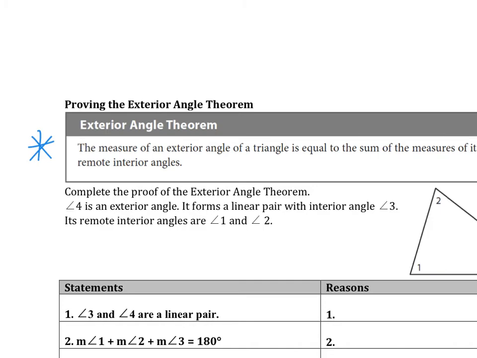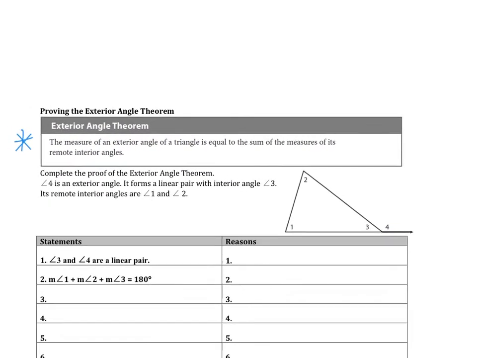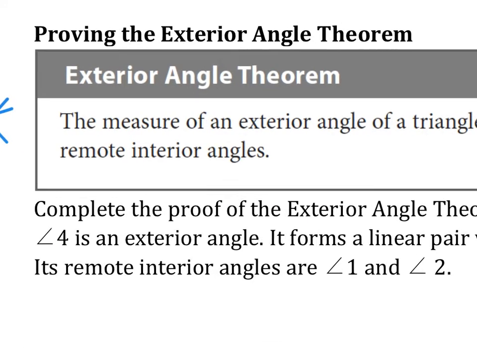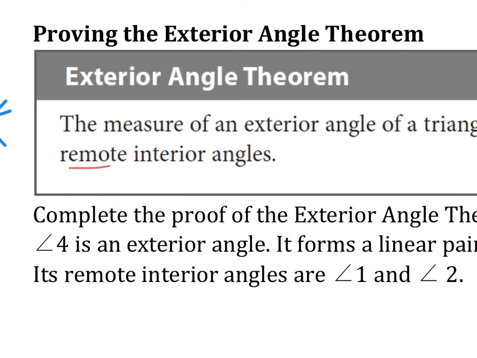So this says the outside angle of a triangle is equal to the sum, so again, adding, the measures of the remote interior angles.